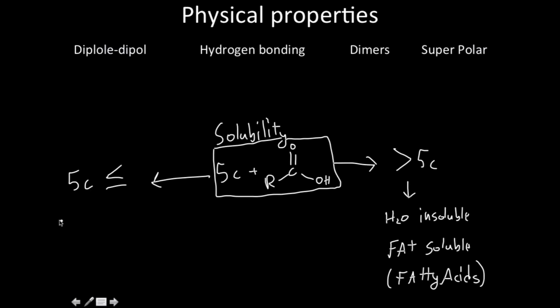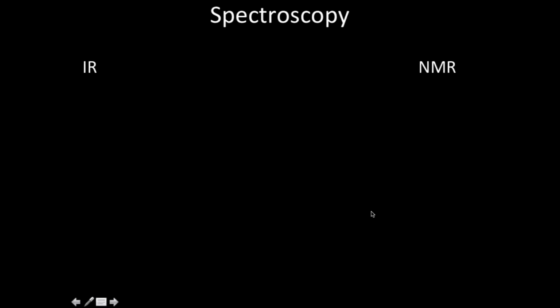So anything that has less than 5 carbons in it will be water soluble and obviously fat insoluble. Cool. Okay, so with spectroscopy, there's really not much that can be said about this other than the fact that, for obvious reasons, your carboxylic acid groups are going to give very unique spectroscopy.